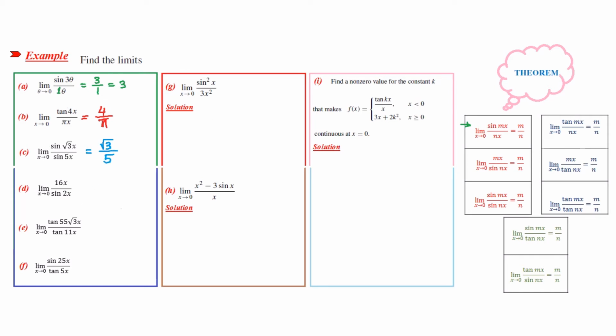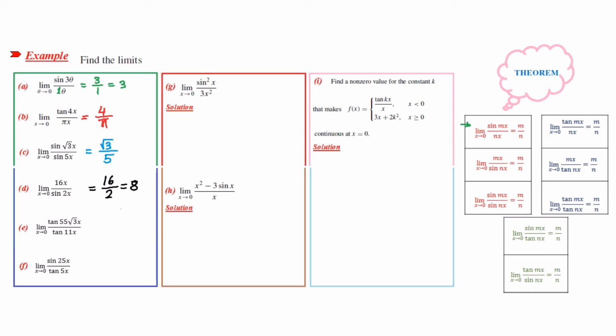For the next one, this is almost this one: the limit of mx divided by sine nx when x goes to 0. So this is equal to 16 over 2, which is equal to 8.